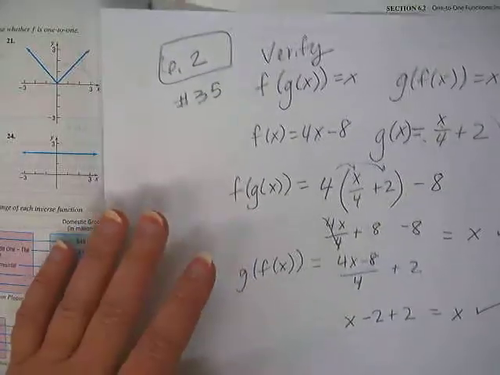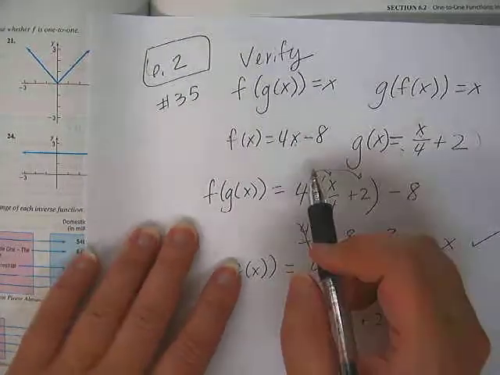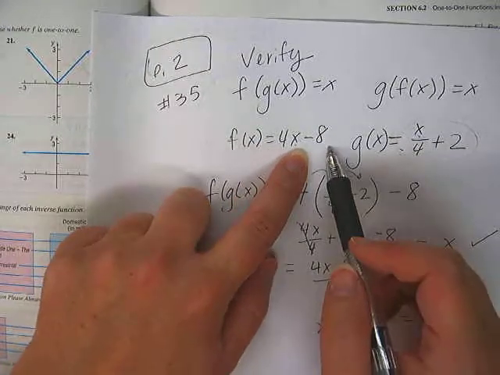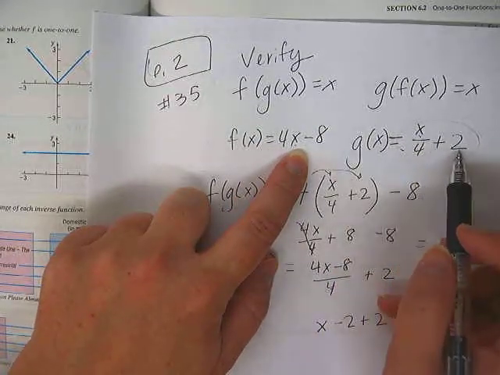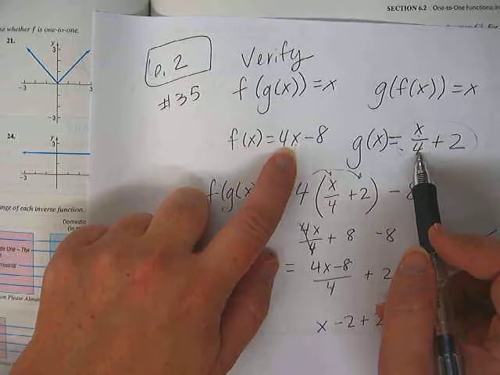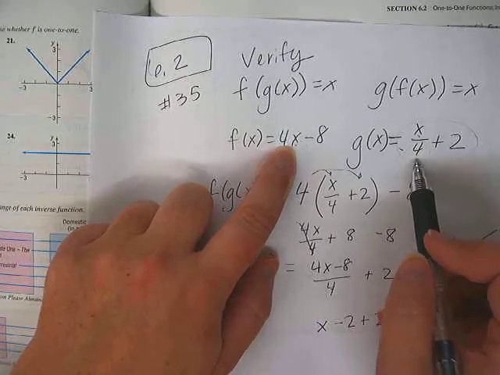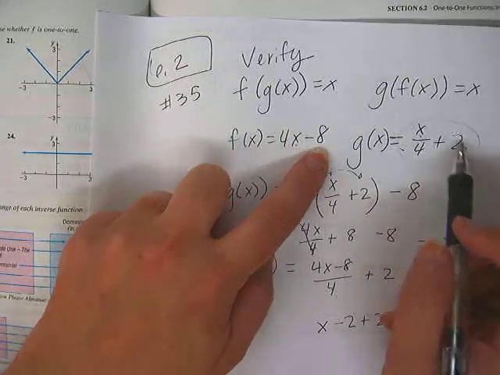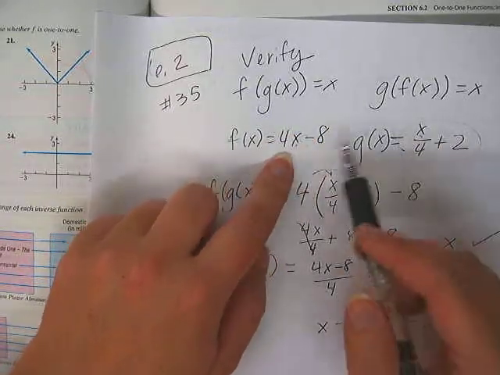Are these two functions inverses of each other? Yes. Look how they have opposite stuff going on. Instead of multiplying by 4, it's dividing by 4. Instead of subtracting 8, it's adding 2, but that's kind of weird, but you have to keep in mind that it's dividing by 4 instead of multiplying by 4, so that makes the difference for that 8.